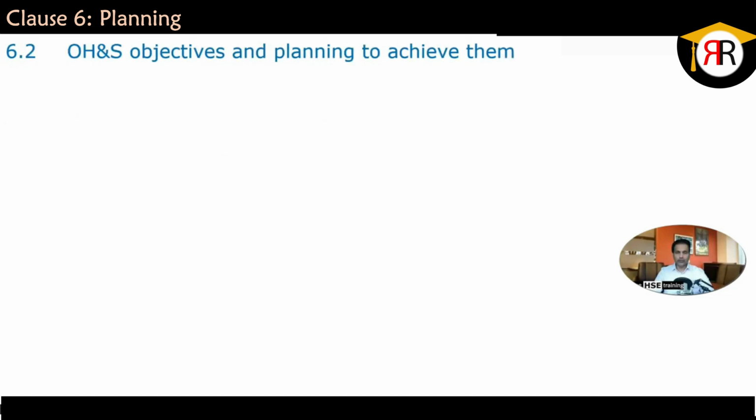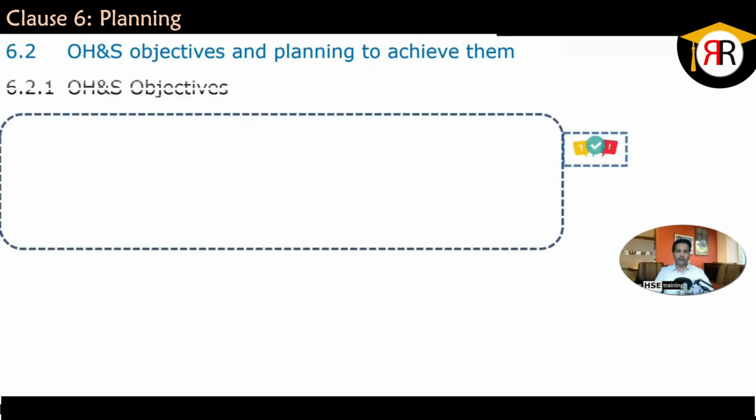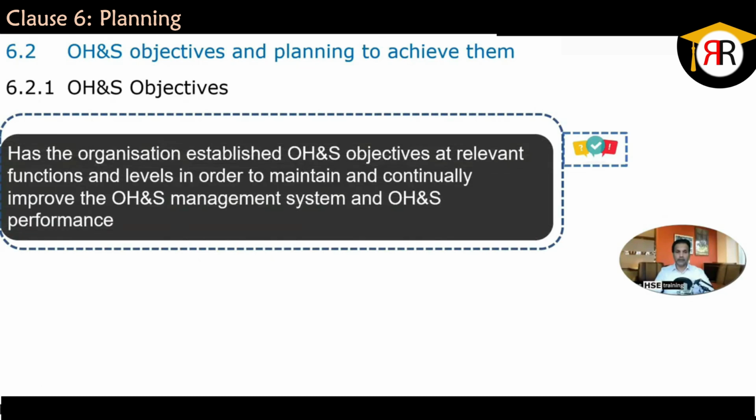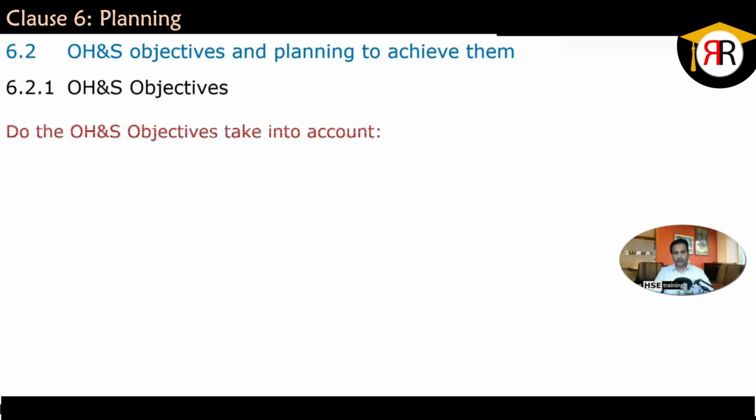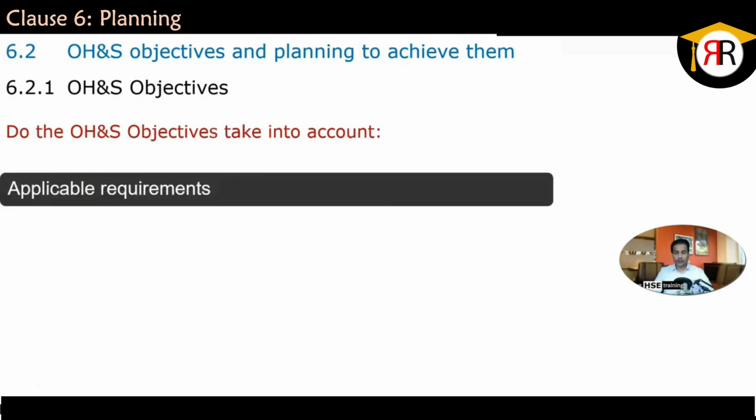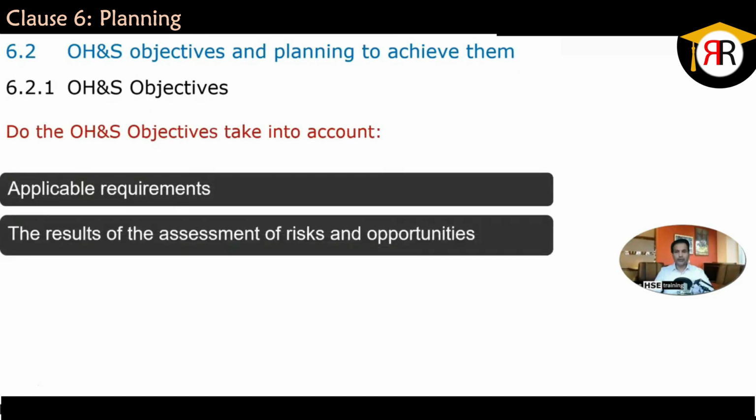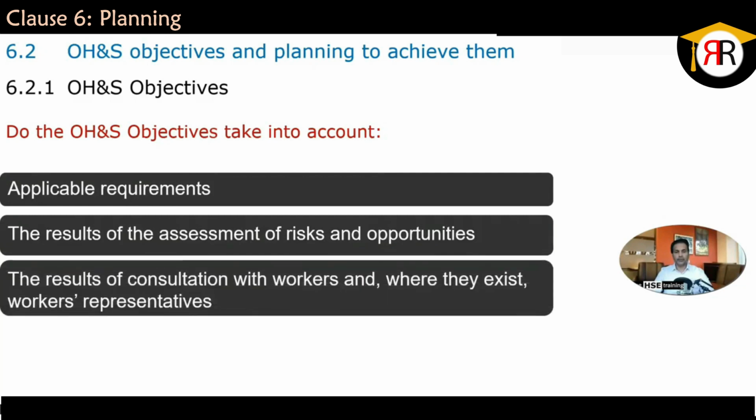Clause 6.2 is about objectives and planning to achieve them for occupational health and safety. And subclause 6.2.1 is about objectives. Has the organisation established objectives at relevant functions and levels in order to maintain and continually improve the management system and its performance? Do the objectives take into account the applicable requirements, the results of the assessment of risks and opportunities, and the results of consultation with workers and, if they exist, workers' representatives?